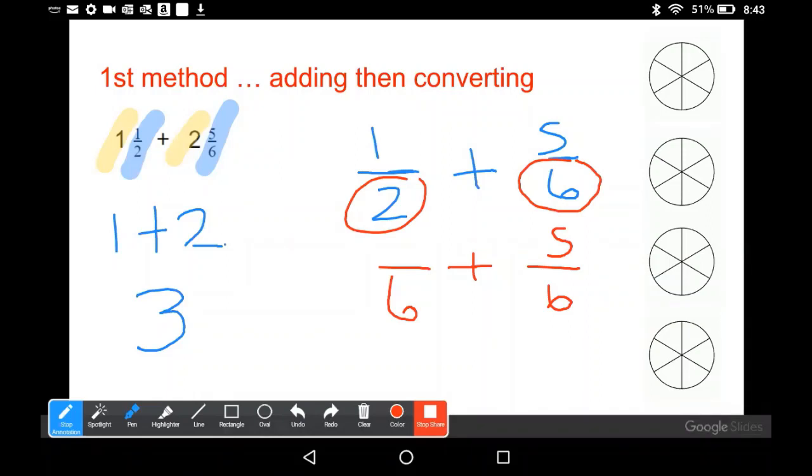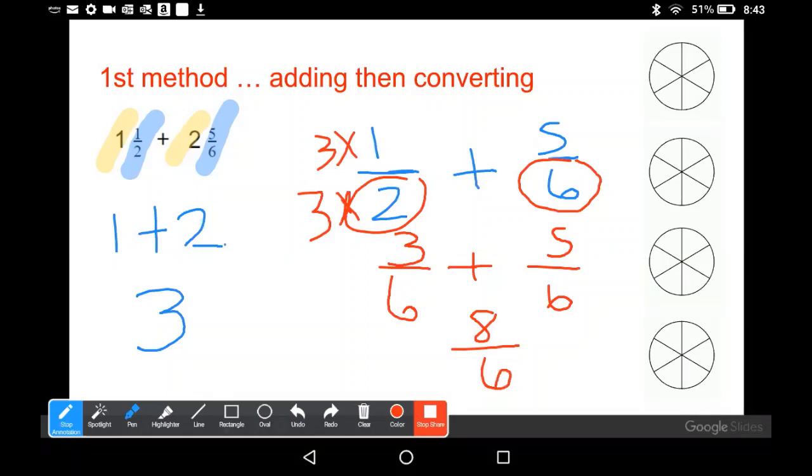And the 2, I need to get to a 6. So 2 times what? Just told you. 2 times what is 6? 3. If I multiply the bottom by 3, I have to multiply the top by 3. So this becomes 1 times 3 is 3. So I add those together and I get 8/6.